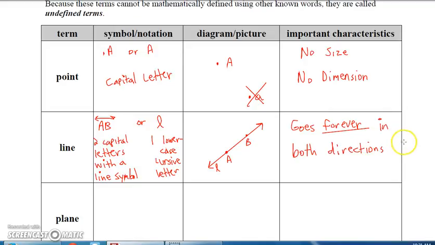Now, what is the length of the line? Well, it goes on forever. But we could take parts of the line and measure it. So if I said, what's the length of line segment A to B, we could measure just this distance and get an actual finite measurement, right?